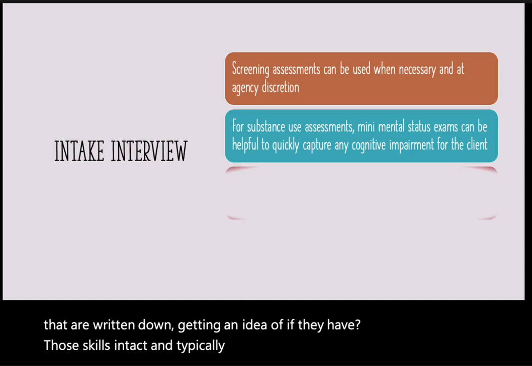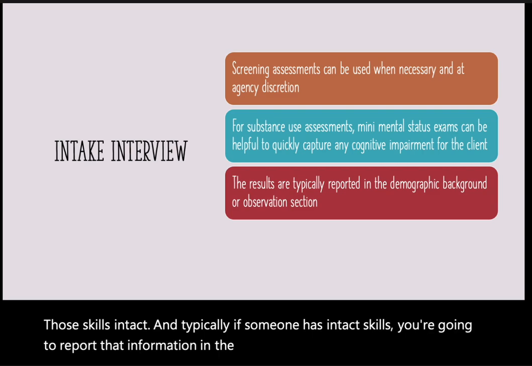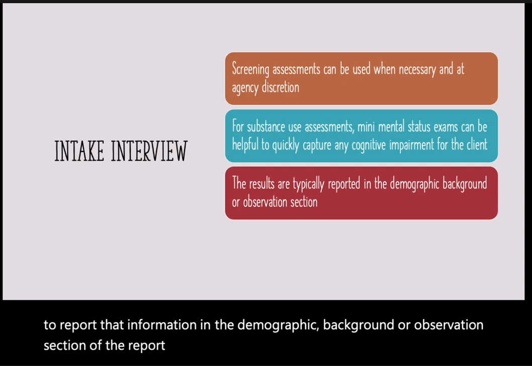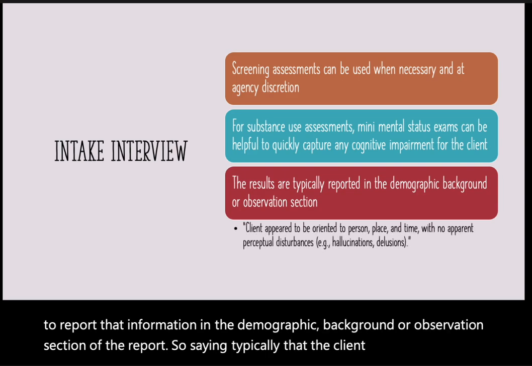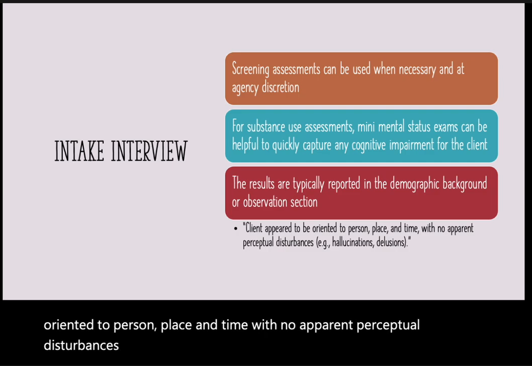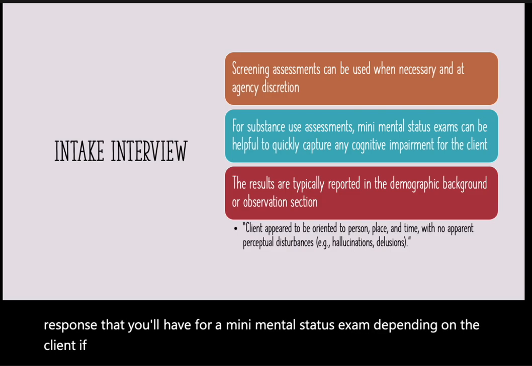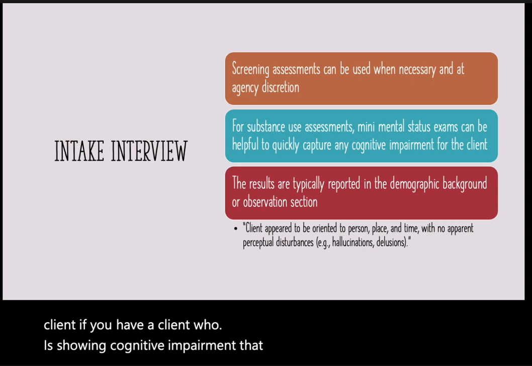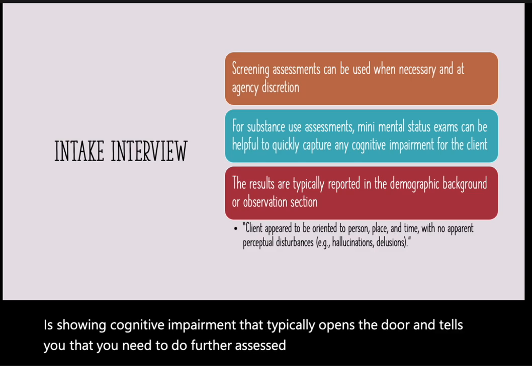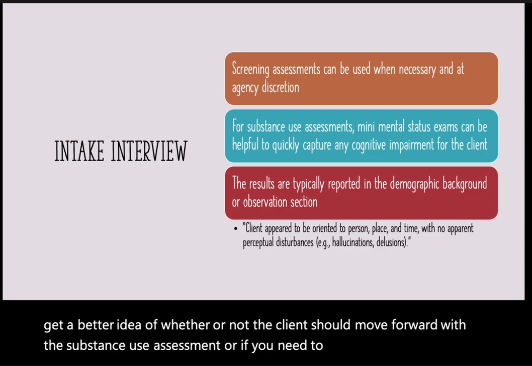And typically, if someone has intact skills, you are going to report that information in the demographic, background, or observation section of the report. So saying typically that the client appeared to be oriented to person, place, and time with no apparent perceptual disturbances, hallucinations, or delusions as an example. This is a typical response that you'll have for a mini mental status exam. Depending on the client, if you have a client who is showing cognitive impairment, that typically opens the door and tells you that you need to do further assessment in that area so that you can get a better idea of whether or not the client should move forward with the substance use assessment or if you need to move forward in a different way.